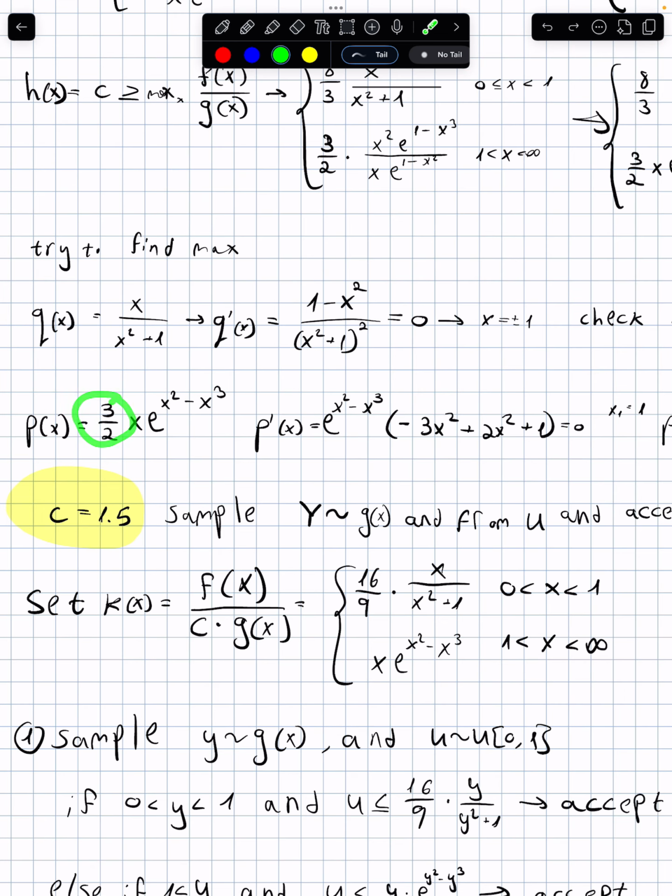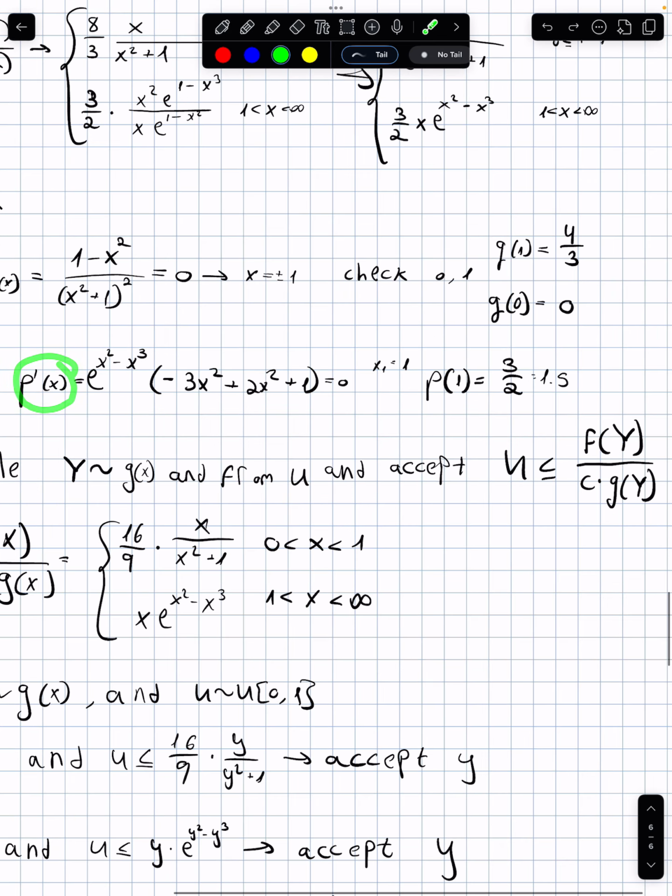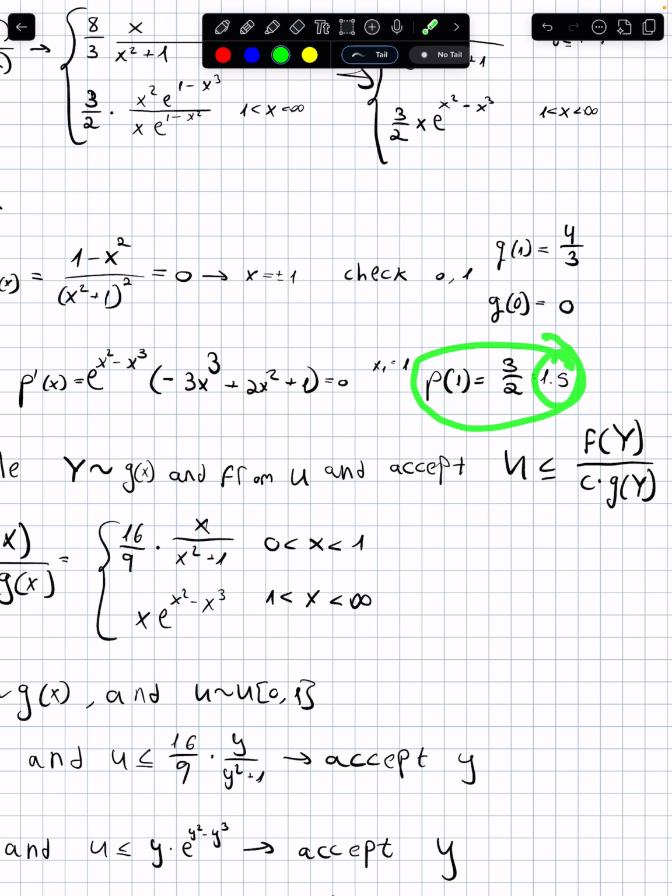Okay, so this is a constant, and then I set another function p of x, which will be 3 divided by 2 times x e to the power of x squared minus x to the power of 3, and then I take the derivative. By the way, it's supposed to be to the power of 3 here. And now I'm trying to find the maximum value, and I'm getting that the maximum value will be when x is equal to 1, then I will get 1.5. So this is the c value we will use.